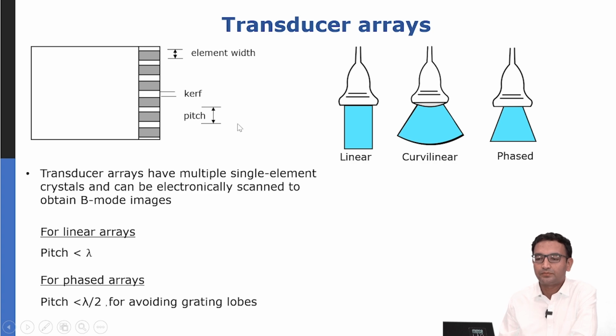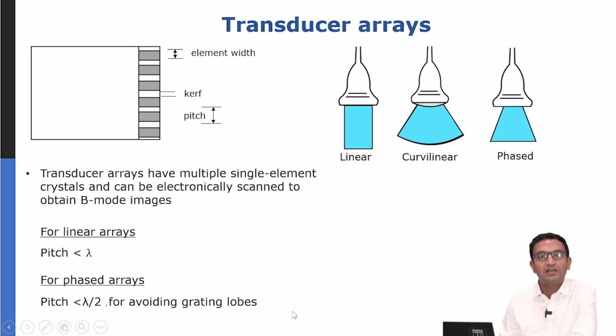and the distance between the center of one crystal to the other crystal is called the pitch. So here is a schematic of a linear array transducer in which these crystals are arranged in a row, a curvilinear transducer in which the crystals are arranged in a curve, and a phased array transducer in which these crystals are arranged in a special way in a row, which allows this transducer to steer the beam in different directions. So for linear arrays, the pitch has to be less than the wavelength, and for phased arrays, the pitch has to be less than wavelength by 2 to avoid what are called grating lobes.